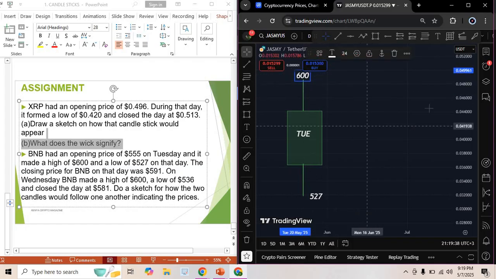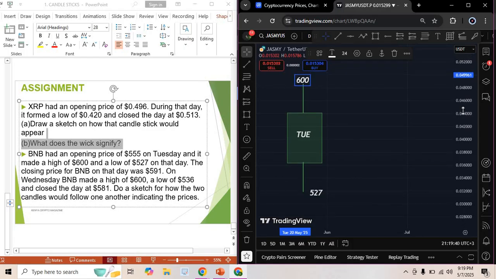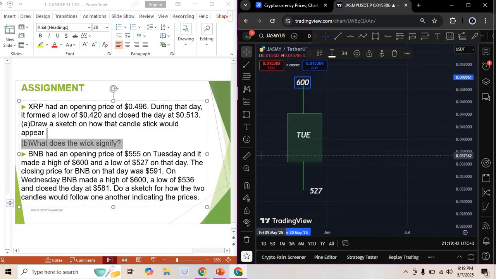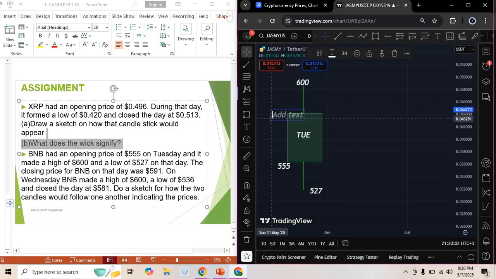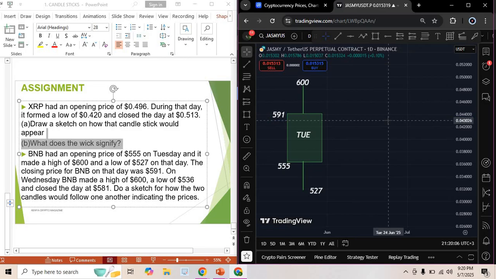Yes. The opening price was 555. So at the bottom here or at the top here? At the bottom. So 525. 555, yes. Then the closing price was 591. Yes. Then the other candlestick.